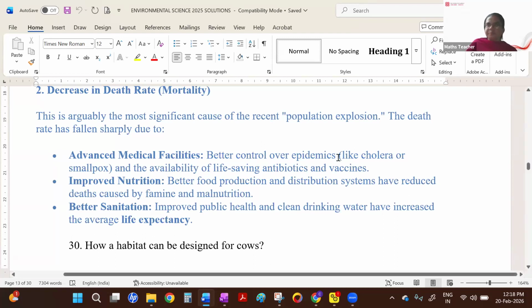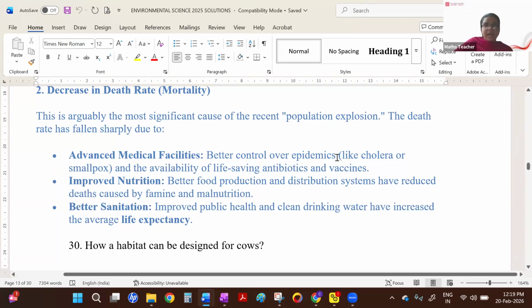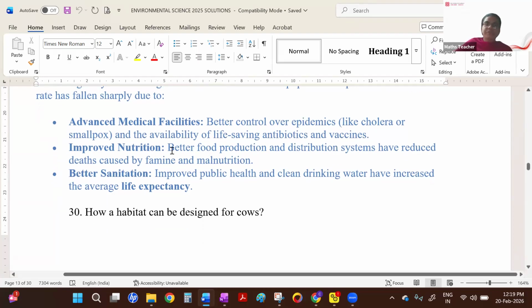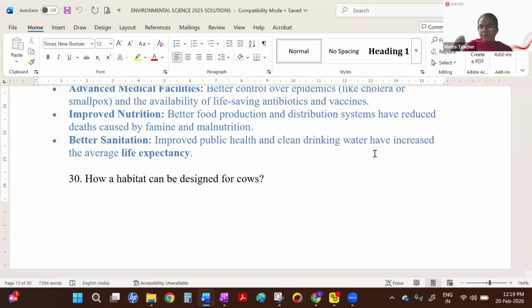So, better control over epidemics. We have vaccinations. Children are vaccinated right from their birth and are given a lot of vaccines. All of these endemics and pandemics are effectively being controlled nowadays, so the death rate has decreased. And then improved nutrition. Because of economic growth, people are able to get nutritious food. If the body gets nutritious food, it will be healthy and stay healthy for a long time. And then better sanitation, improved public health and clean drinking water. People have access to all of these facilities now. All of these have led to a decrease in the mortality rate.